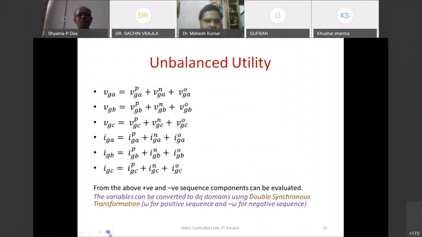VGA consists of VGA-P, VGA-N, the positive sequence component, the negative sequence component, and the zero sequence component. Similarly, for phase B, we have a positive sequence component, negative sequence component, and zero sequence component. And VGC will have a positive sequence component, a negative sequence component, and zero sequence component. Not only the voltages, but also the currents, because the grid is supplying some current. So the currents will also be unbalanced. Current will also have a positive sequence component, a negative sequence component, and a zero sequence component for each phase, phase A, phase B, and phase C.